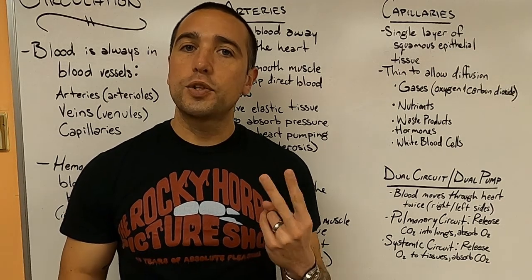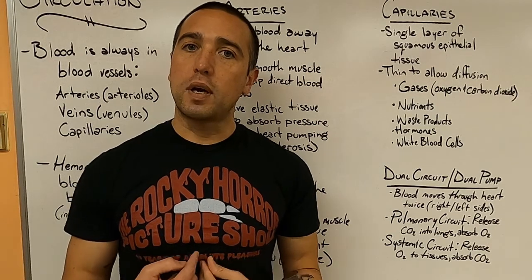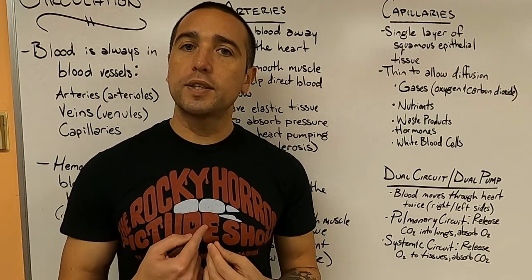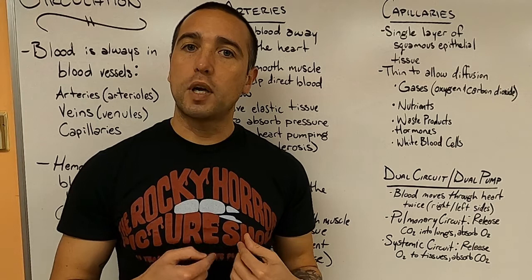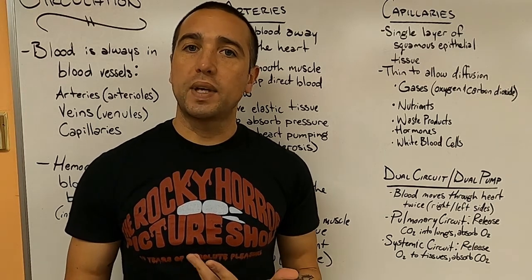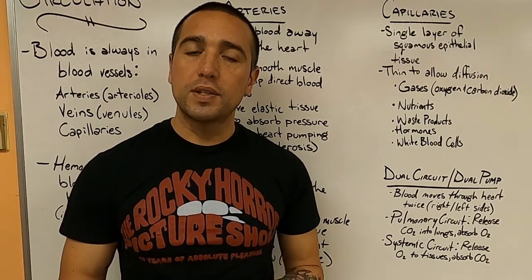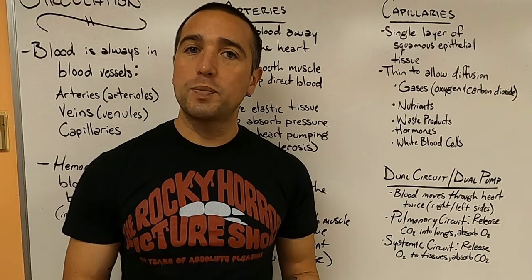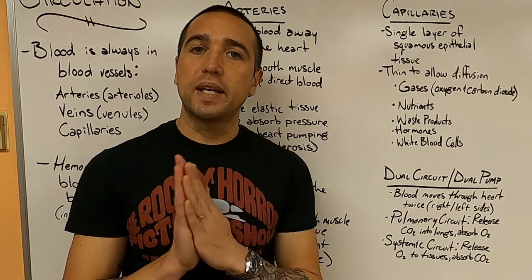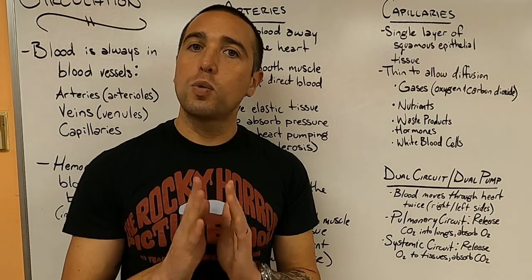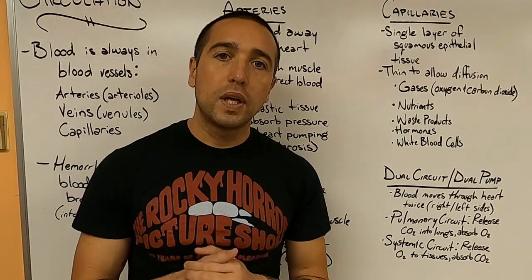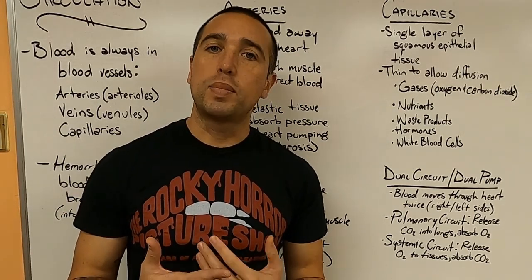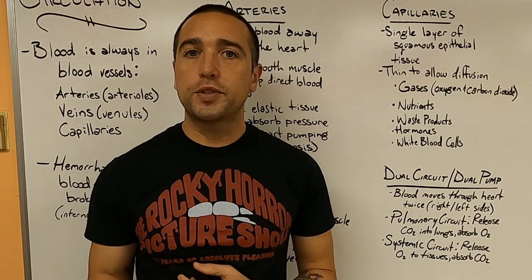And those are two different circuits. So it would go from the heart to the lungs and back to the heart. And then it would go from the heart all throughout the body systems and back to the heart, two circuits. And so the reason why the heart is called a dual pump is because it has two sides that each specialize in pushing blood through one of those circuits. Those two circuits are the pulmonary circuit and the systemic circuit.